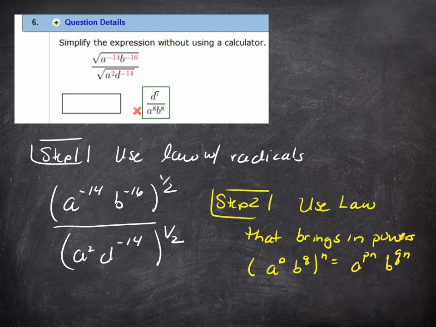And step 2 is to use the law, this one, that brings the powers inside. So if you have a power on the outside, everything inside gets multiplied.